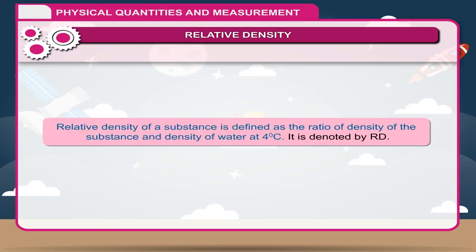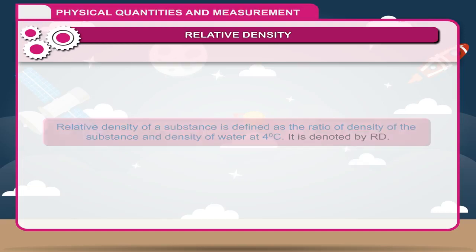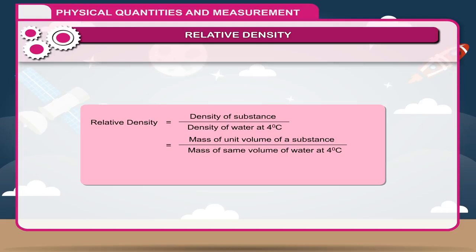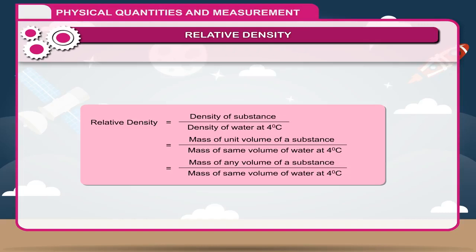Relative density of a substance is defined as the ratio of density of the substance and density of water at 4 degrees Celsius. It is denoted by RD. Relative density is equal to density of substance divided by density of water at 4 degrees Celsius, which is equal to mass of unit volume of a substance divided by mass of same volume of water at 4 degrees Celsius, which is equal to mass of any volume of a substance divided by mass of same volume of water at 4 degrees Celsius.